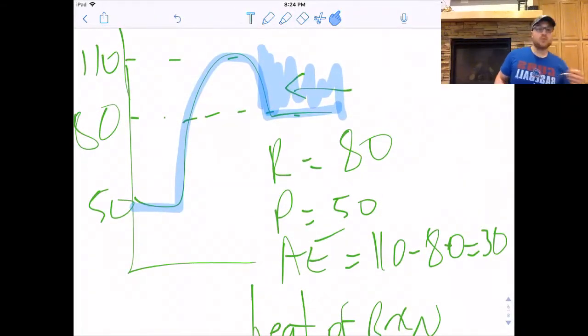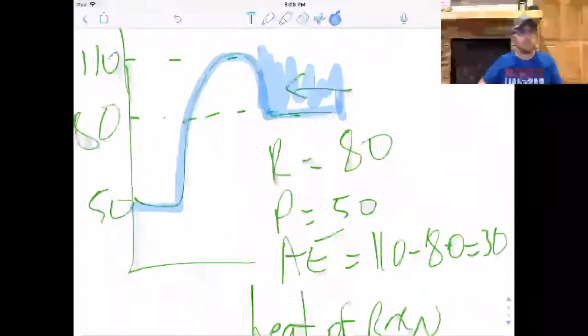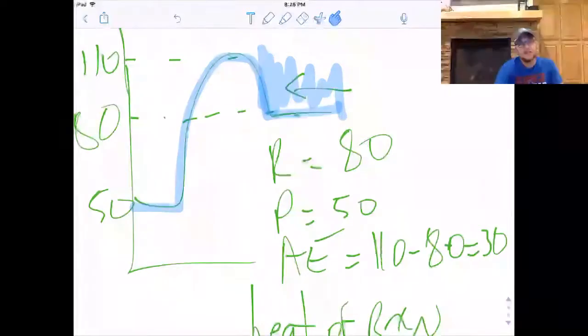Go from where you start to the top of the peak. That's your activation energy. That's the energy to get the reaction to begin. Look at where you end. That's the products. Look at where you begin. That's the reactants. And get the heat of the reaction. Subtract products minus reactants. And if it's negative, it's exo. And if it's positive, it's endo.